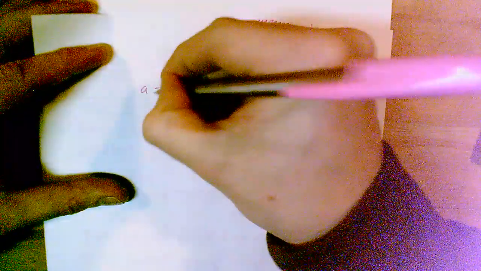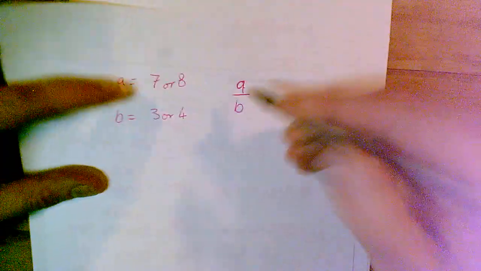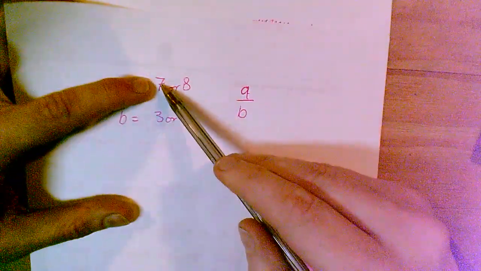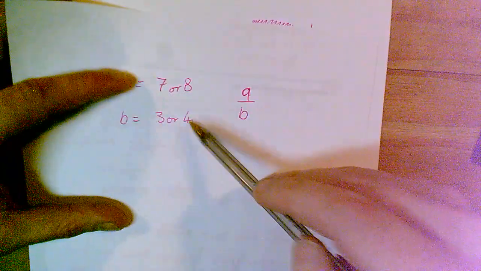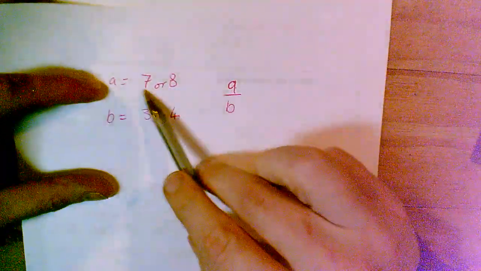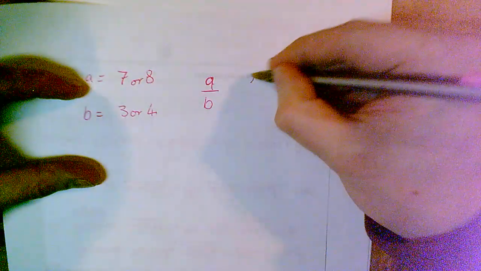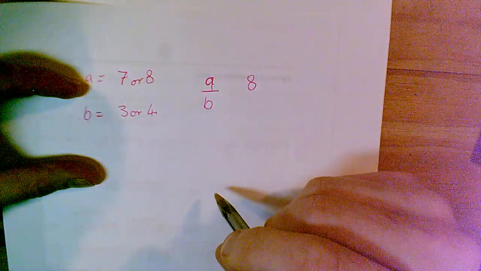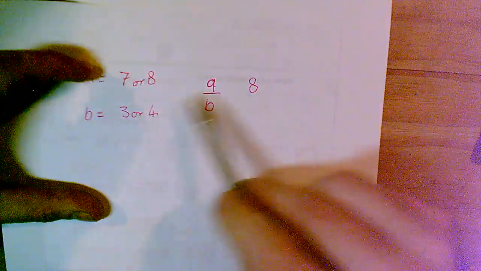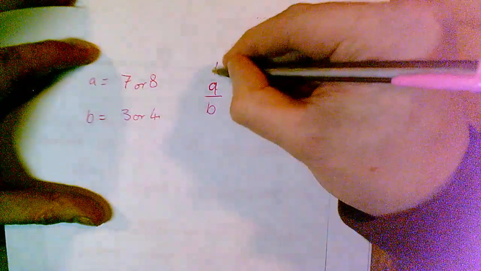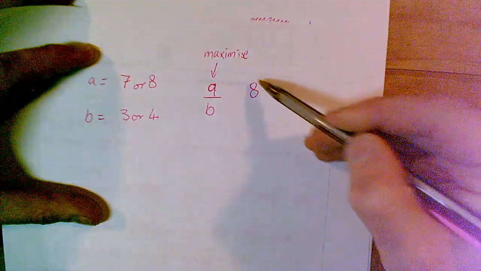okay, and I'm going to do A divided by B, what's going to give me the biggest answer? Well, I could do 7 divided by 3, 7 divided by 4, 8 divided by 3, or 8 divided by 4. Now, everybody correctly chose that we want a big number. We want the numerator to be the highest it can possibly be. So I'm going to choose 8 for my numerator. If I choose 7, it'll just be smaller no matter what. So I want to maximise this.